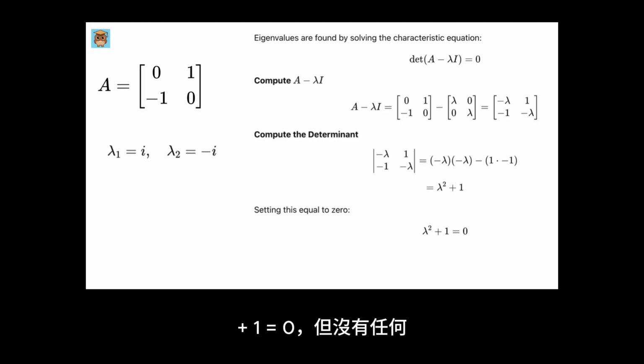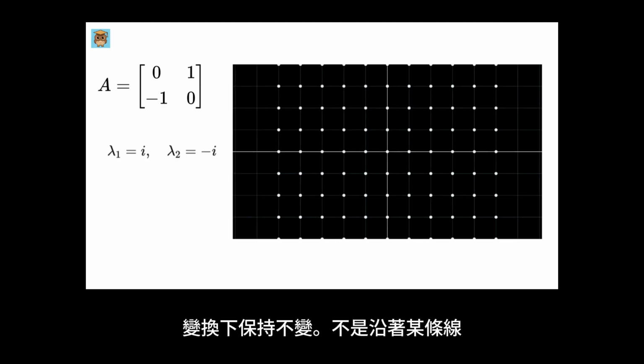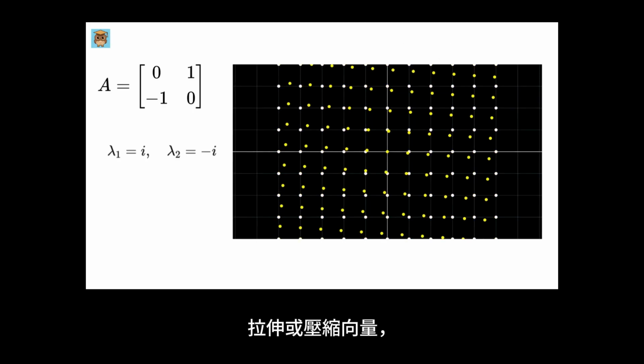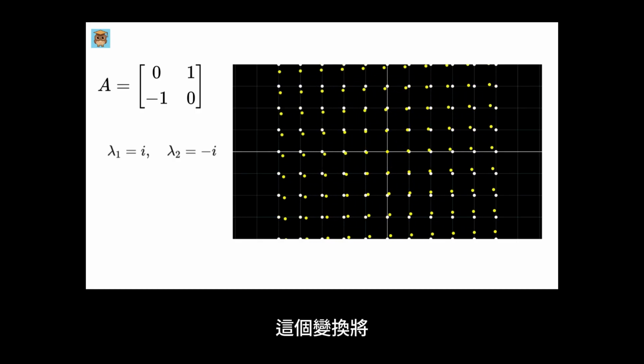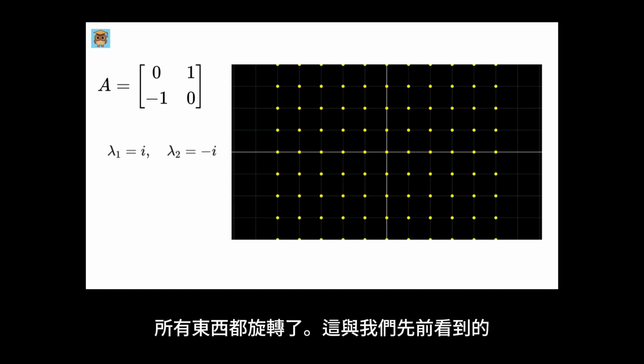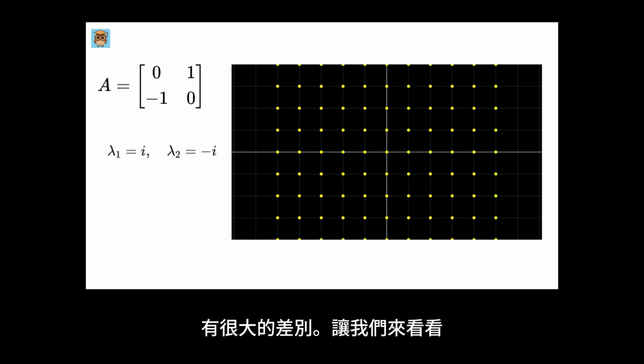But there is no real number that satisfies this equation. This means that there are no real eigenvalues, and that tells us something interesting. There is no real direction that remains fixed under this transformation. Instead of stretching or compressing vectors along a particular line, the transformation rotates everything. This is a huge difference compared to what we saw earlier.